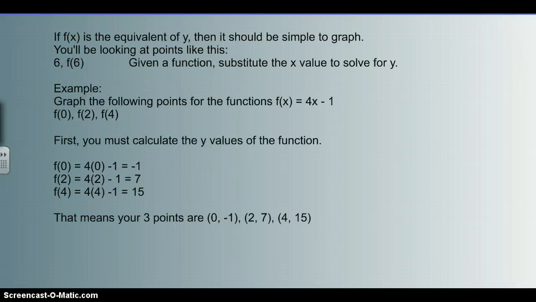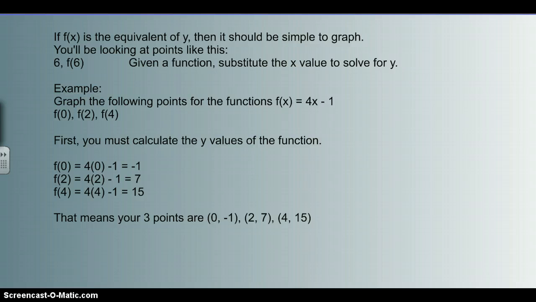If f of x is the equivalent of y, then it should be really simple to graph. You'll be looking at points like this, 6 and f of 6. Given a function, you have to substitute the x value to solve for y. So for example, it says graph the following points for the function f of x equals 4x minus 1. I want f of 0, f of 2, and f of 4. That means the x values are 0, 2, and 4. Now we have to calculate the y values for the function.